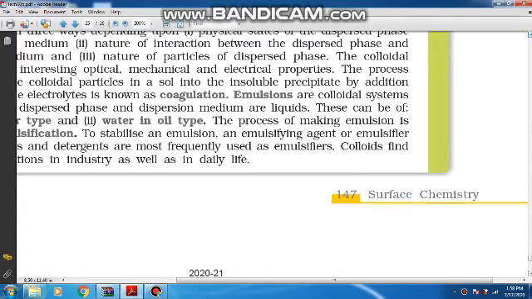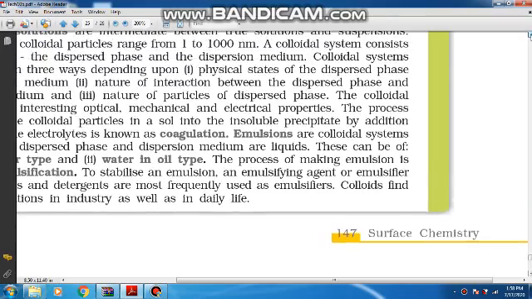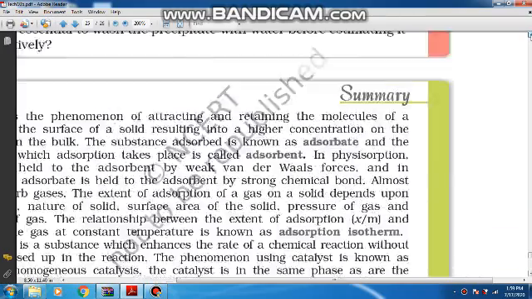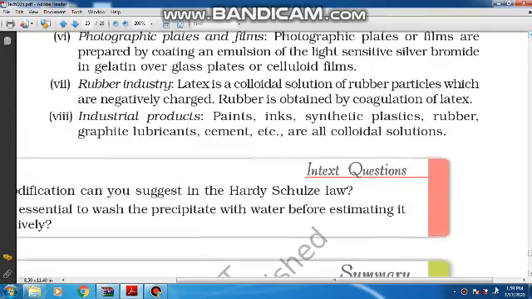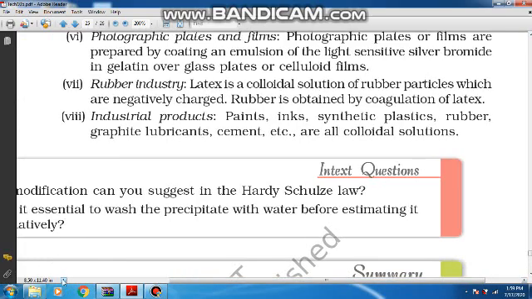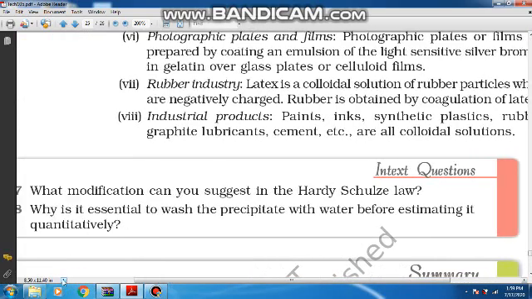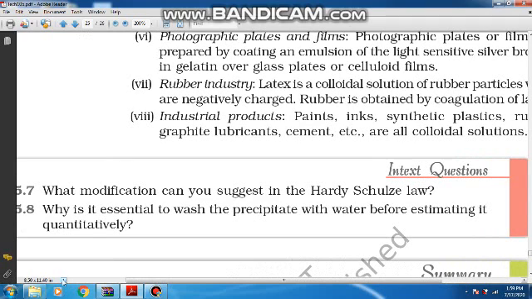So, we shall take the last of the in-text questions first, and here it goes. Your first question reads: what modifications can you suggest in the Hardy-Schulze rule? You see, the Hardy-Schulze rule only discusses the charge on the flocculating ion. The size is nowhere discussed. The size is nowhere given any importance.